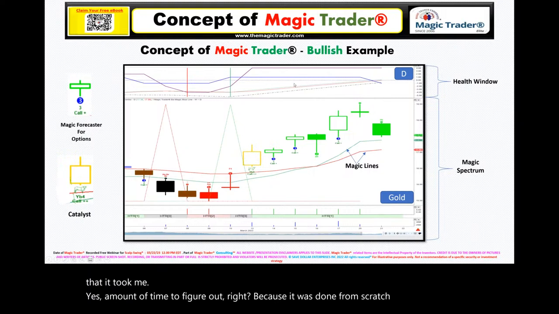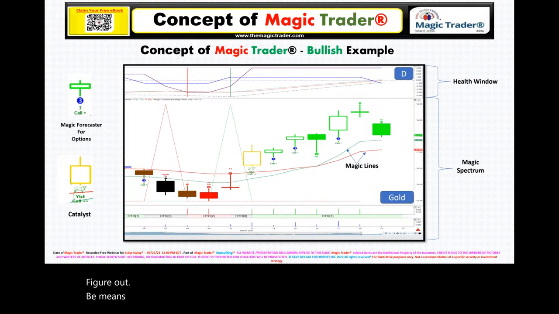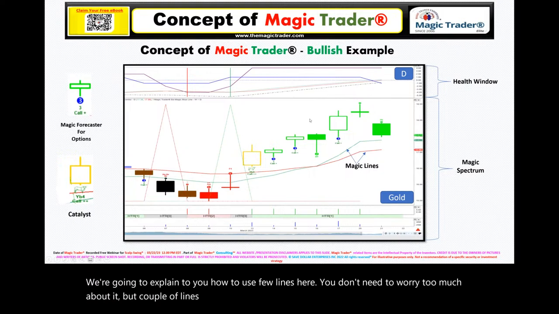I wanted to do something which was never done before. So we finally figured it out. We means my daughter and I. So we're going to explain to you how to use a few lines here. You don't need to worry too much about it, but a couple of lines we're going to talk about today.